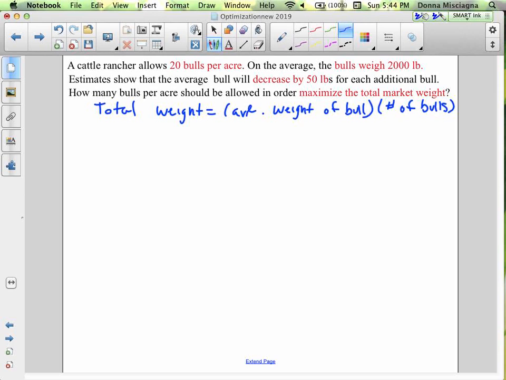So our primary equation, and it doesn't have to be anything fancy. Our primary equation, T for total, equals weight times number of bulls. So this one is W, this one is B, and this is T. Nothing fancy. That's how you find the total market weight. You just weigh all the bulls.